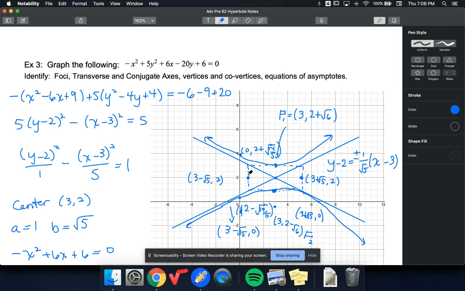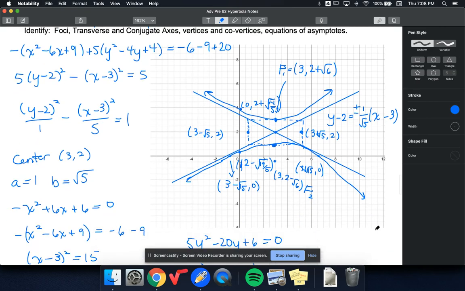Transverse axis, well, that's, transverse axis is this way. That's x equals 3. Conjugate axis, y equals 2. And that's it. That is a very full, busy graph.